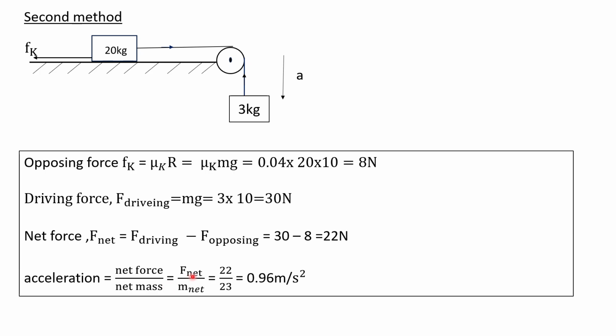Net force, here we have 22 Newton. The net mass is 20 plus 3, that is 23. So we get the answer as 0.96 meter per second square. This is the second method to solve the problem.